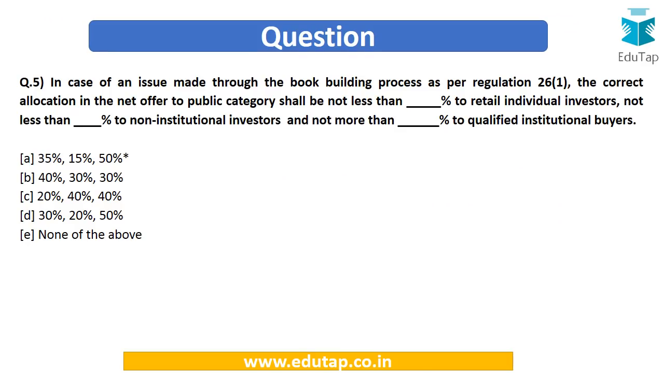So now we can easily answer this question, that in case of an issue made through the book building process as per regulation 26(1), the correct allocation in the net offer to public category shall be not less than 35% for retail individual investors, 15% for non-institutional investors, and 50% for qualified institutional buyers.